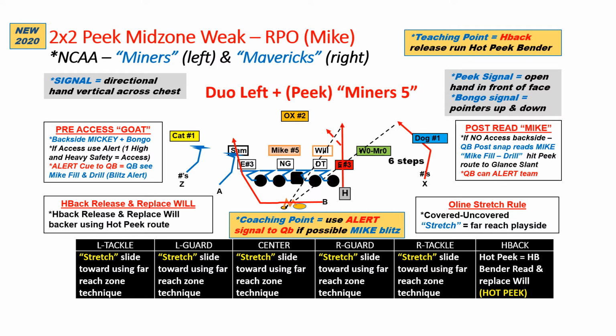You can add a peek call with this, like we do with all our backdoor plays. This is great when teams aren't honoring the H in the RPO route schemes. We simply do our directional hand vertical across the chest, but then put open hand on the face, which is going to add the H into a free release route. Quarterback now is going to read the will backer, and we're looking for the H and the X off the backside.